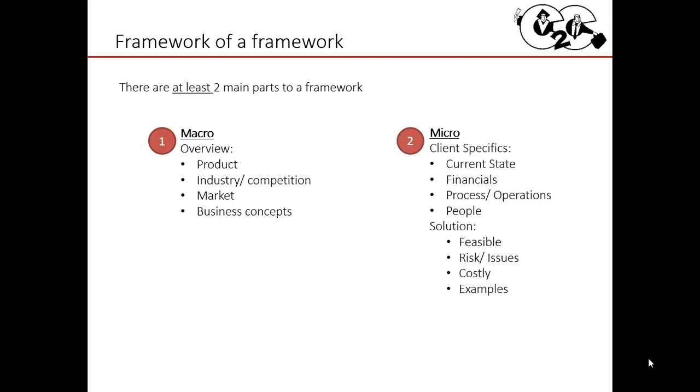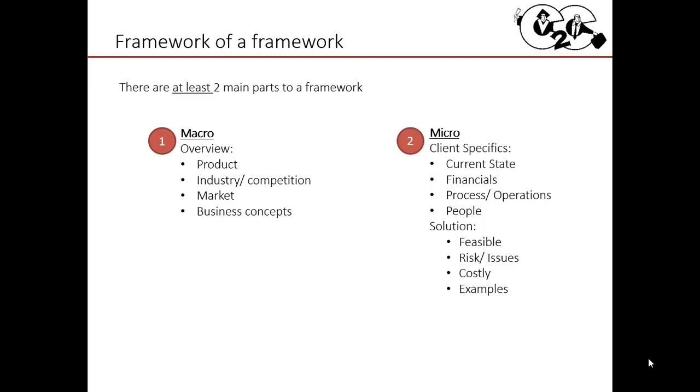So instead of looking at overall trends, now you want to focus on exact and precise metrics for the client that you're looking at. You want to know the current state. Look at their financials. How are they doing in terms of profit or earnings? What is their process like? Their operations, as well as what are their people like? And in here is where you will make the fix or the solution.